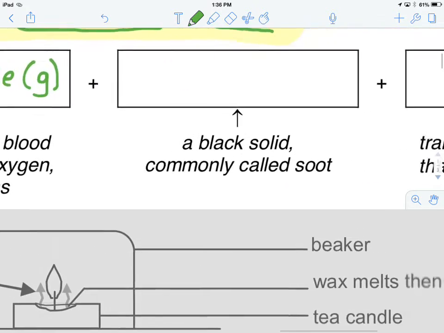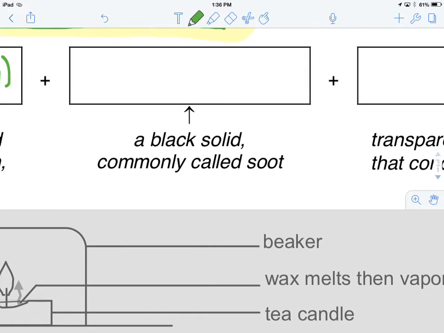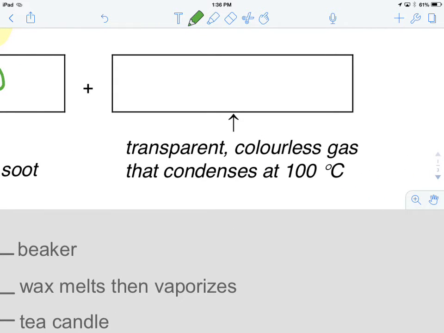The third product is one many of you would have seen. When you see the result of something that's been burning, we would see soot. It's a black solid, and it simply is carbon in its solid form. This is like the charcoal that's left after you have a campfire. We get this black solid called soot, but really it's just carbon. And then the final product is a transparent colorless gas that condenses at 100 degrees Celsius, and this is nothing other than water. And of course it's in a gas form as well.